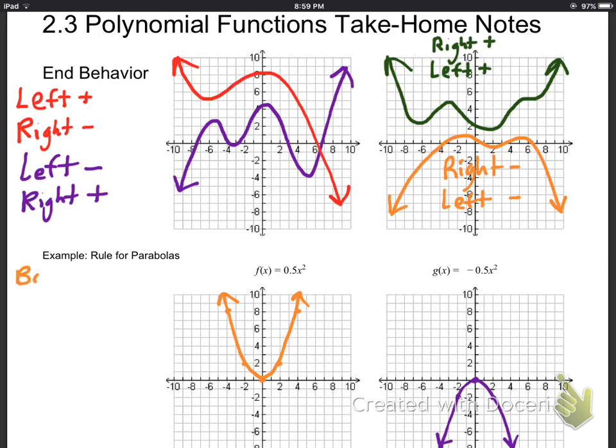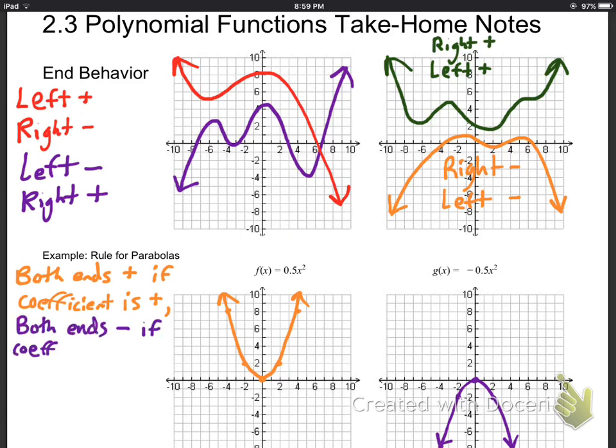So my rule is that both ends are positive, the end behavior is positive, if the coefficient, remember that's the word for the number in front, is positive. And then of course both ends are negative, the end behavior is negative, if the coefficient is negative. Okay, so I came up with that real fast.